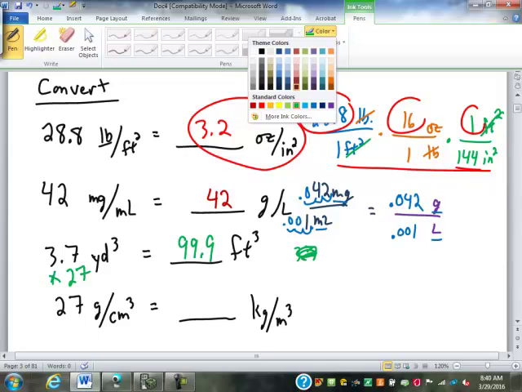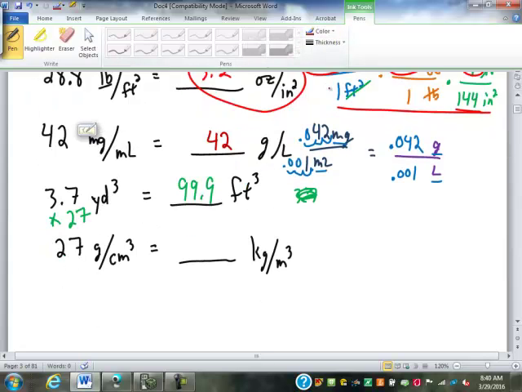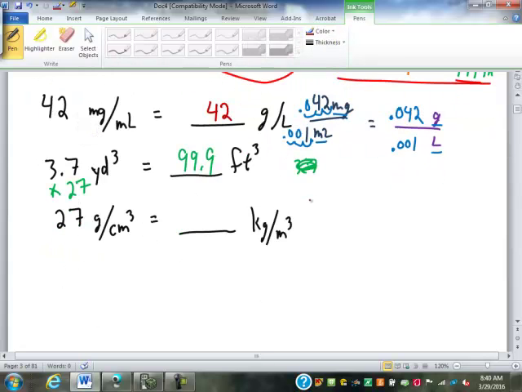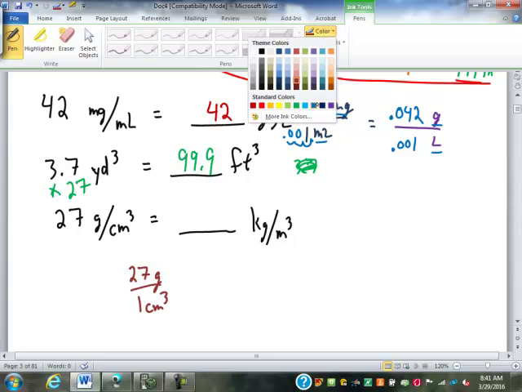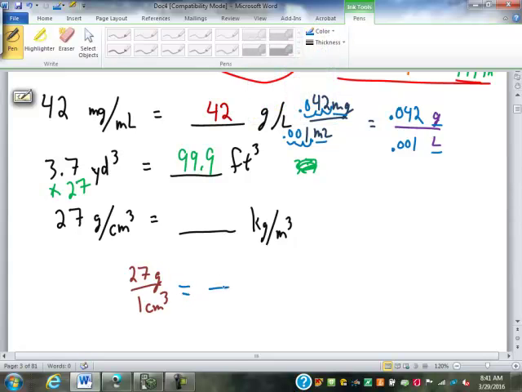And finally, 27 grams per 1 cubic centimeter. And we can do the same thing here. We can go grams to kilograms is 3 spots to the left. So my decimal point goes 1, 2, 3, add a 0. 0.027 kilograms.